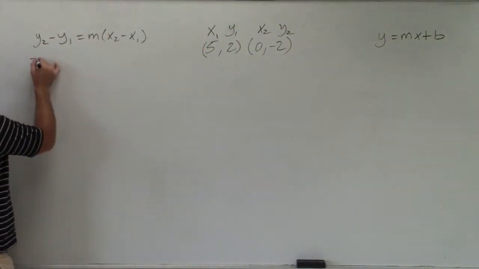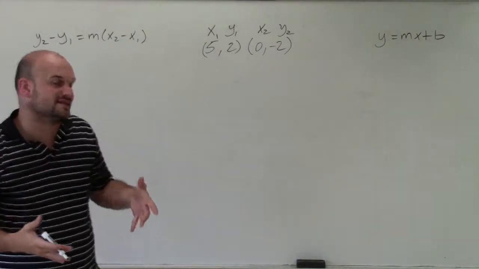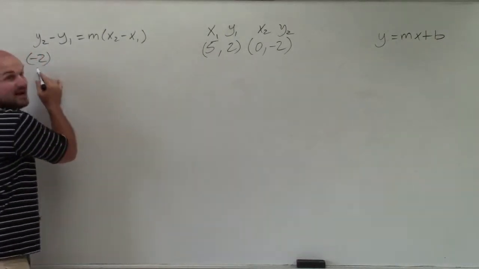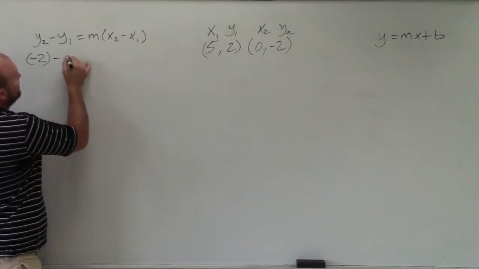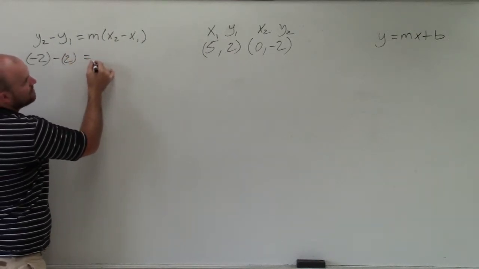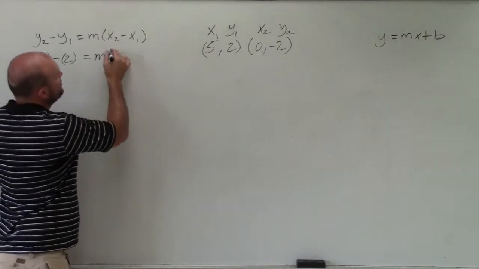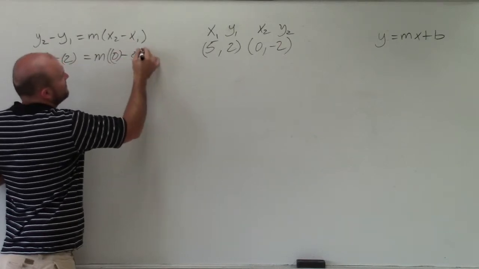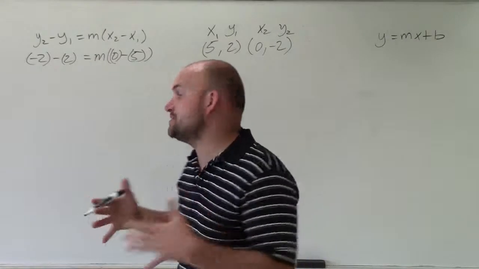So I have y2, which is negative 2. And when I'm plugging in points, I like to make sure that I put them in parentheses, so therefore I don't get confused with the signs of each one. So I have negative 2 minus y1, which would be a positive 2, equals m, which we do not know, which we're trying to solve, times x2, which is 0, minus 5. OK, so again, the parentheses is very important for me to make sure I'm not making mistakes.